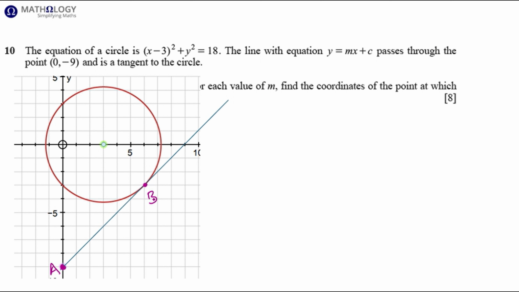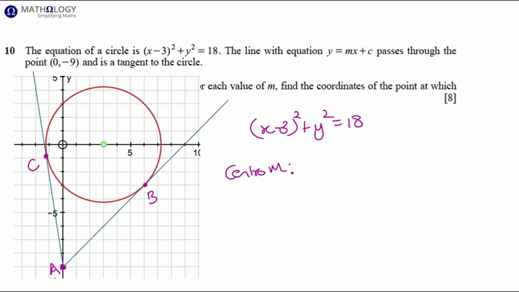We can call that point B. We also have another straight line passing through point A, a tangent to the other side of the circle, and this point we call C. So we're required to find essentially the equations of these two tangents to the circle. The center of the circle, which we'll call M, is the point 3, 0.